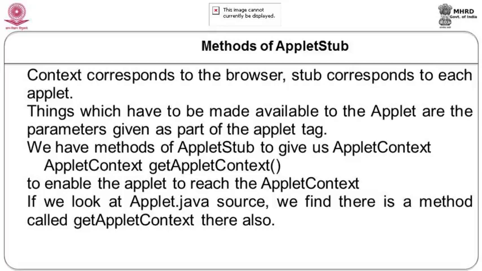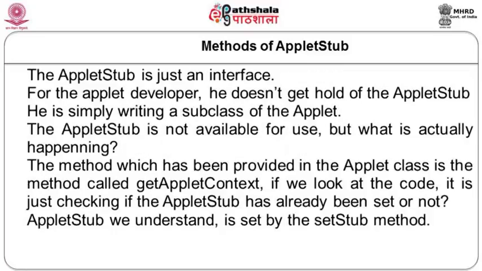One more point. I was also mentioning earlier about the forwarding of methods. If you look at applet.java, we will find this method called get applet context as a method in the applet class. The applet stub is just an interface for the applet developer. He doesn't ever get hold of the applet stub. He is simply writing a subclass of the applet. This is a private member of the applet class, and would not be available for use.